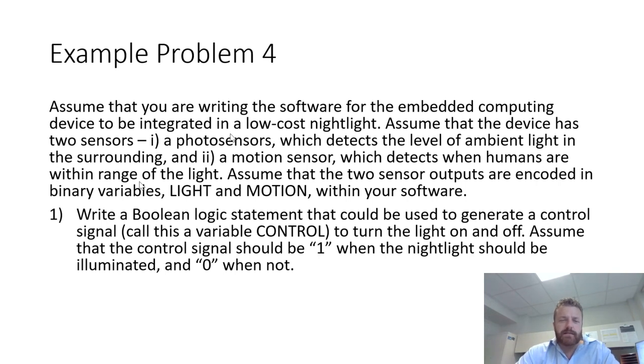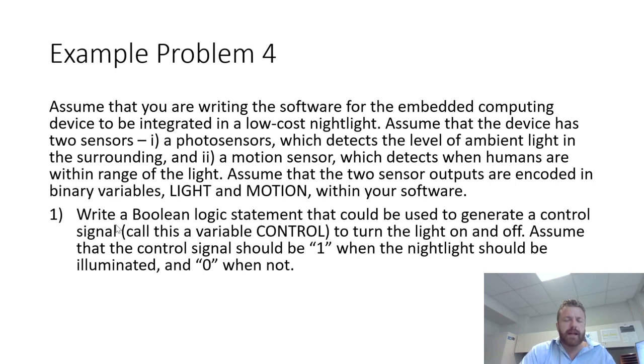And we're going to assume that those two sensor outputs are encoded. Somehow there's hardware that makes the output of those sensors be represented in the software as either a 1 or a 0. And we're going to call those variables light and motion. This is really getting ahead of ourselves, but we're thinking of what's coming through the rest of the semester. Assume that you have access to these variables light and motion, and they are binary variables, either a 1 or 0. If light is 1, that means there's light in our surroundings. And if light is 0, that means there's no light in our surroundings. And a similar idea for encoding motion. If motion is 1, there's motion in the surroundings. If it's 0, there isn't.